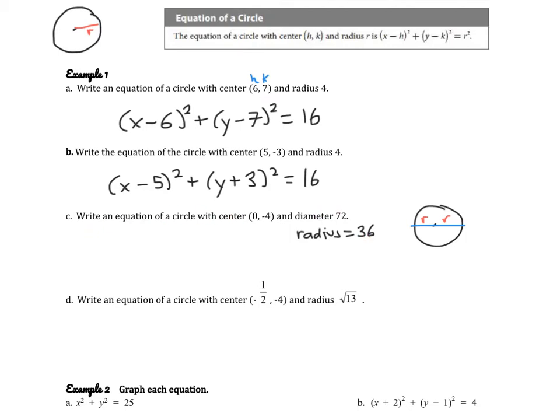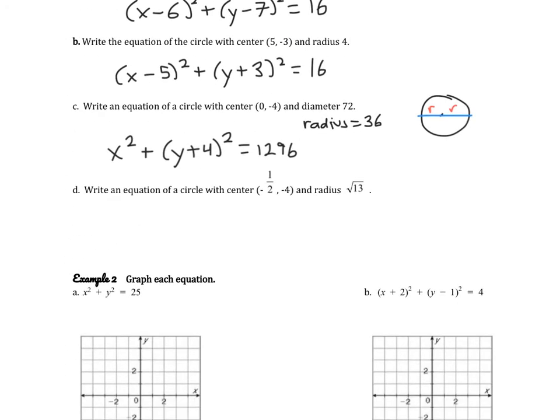So now let's start writing our equation. So if our h value is 0, here we can just simply write x squared. We don't need to say x minus 0 squared. And then we have plus y plus 4 squared. Remember, if this is a negative, this is going to be a positive. And then here, remember, we actually have to put our radius squared. So it's going to be a larger number. 36 squared is 1,296. And that's the equation of our circle.